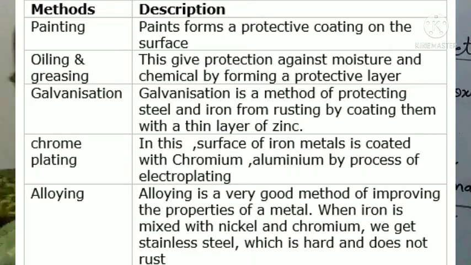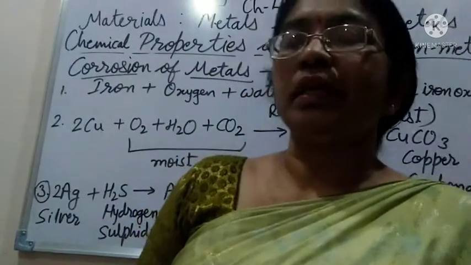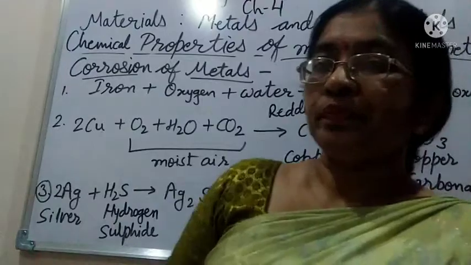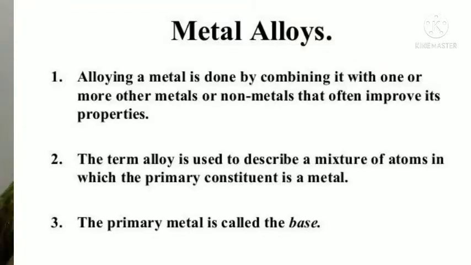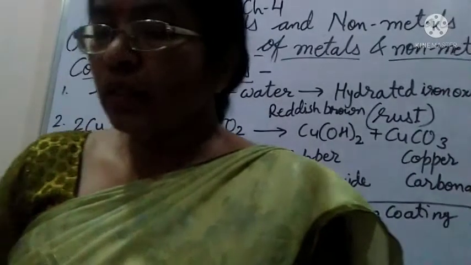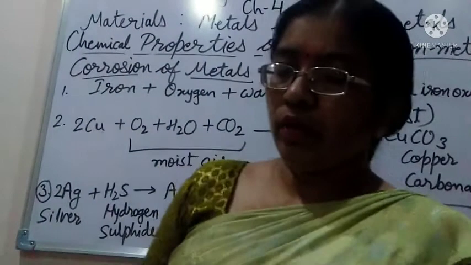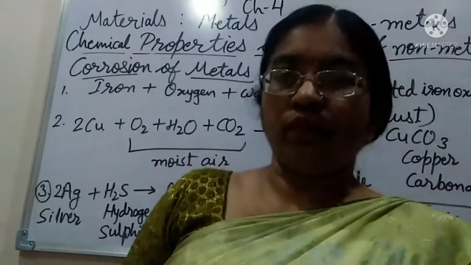Now, what is alloying? Alloying means two or more metals, or metals and non-metals, are mixed together to form another new metal, and this is called an alloy. So it is actually a homogeneous mixture of two or more metals, or metals along with some non-metal, known as an alloy. Now characteristics and uses of alloys.